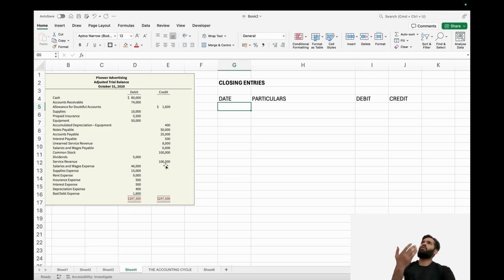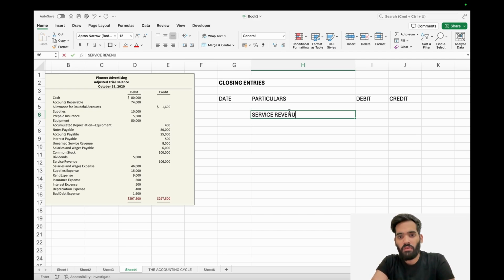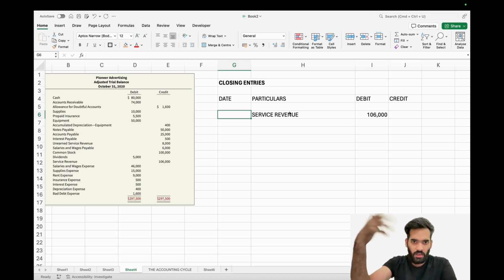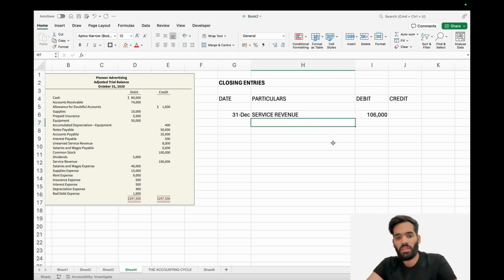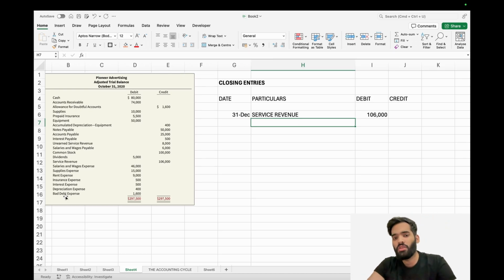Now, if I want to make it zero, that of course means I need to decrease it by $106,000, so there's nothing left. And revenue, we already know the rules. They increase on credit, decrease on debit. So if I want to decrease it, I'll do service revenue debit by $106,000. Again, let's assume it's the yearly accounting period, so this will be at the end of the year, on the 31st of December. Is there any other revenue we also need to remove? No. That seems to be the only revenue.